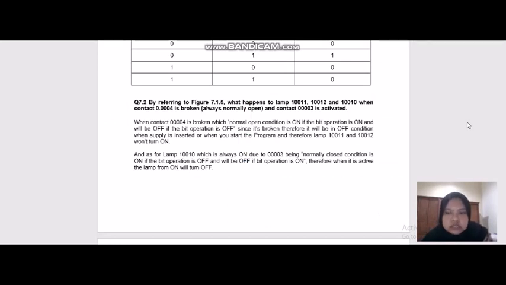Okay, so for question 7.2, what happens to lamps 10011, 10012, and 10010 when contact 0004 is broken? Those lamps won't turn on since the contact is broken. Therefore, they will be in off condition when supply is inserted or when you start the program. And as for lamp 10010, it will always be on due to contact 0003 being in normally closed condition.